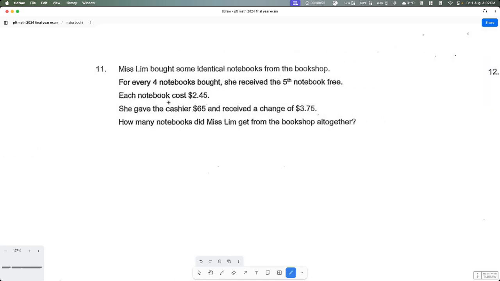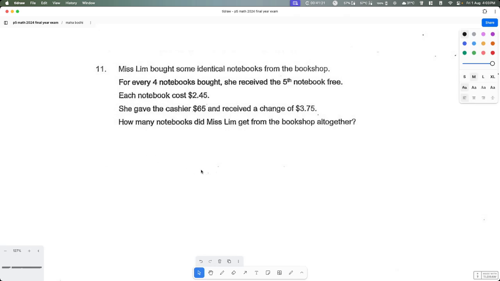Question 11. So Miss Lim bought some identical notebooks from the bookshop. For every 4 notebooks bought, she received a fifth notebook free. Each notebook cost $2.45. She gave the cashier $65 and received the change of $3.75. How many notebooks did Miss Lim get from the bookshop altogether? In a way, you can consider it as a grouping kind of concept.